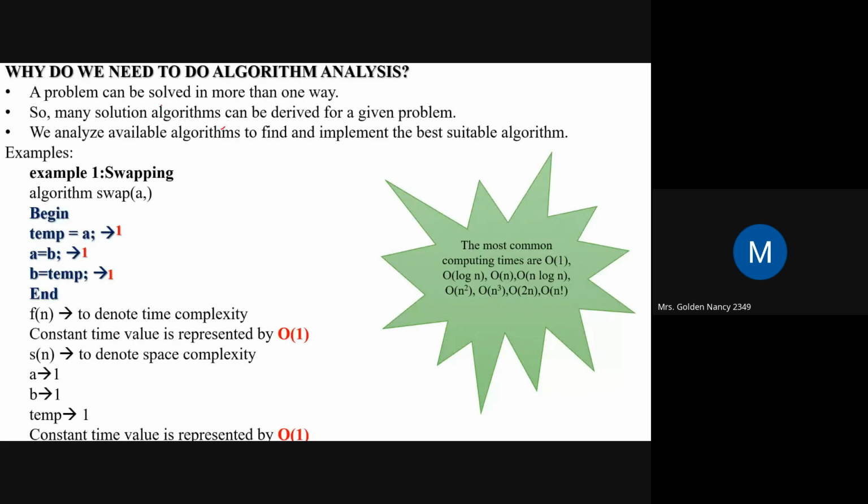So why do we need algorithm analysis? A problem can be solved in more than one way. Many solution algorithms can be derived for a given problem. So we analyze the available algorithms to implement the most suitable one. You have many options to solve a problem, but we have to choose only one of them. To get the best option, we go for time and space complexity analysis. So if you have 5 algorithms in your hand, you apply time and space complexity on each algorithm to get the best one.